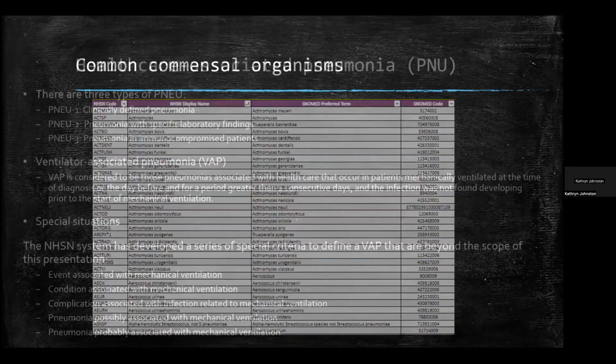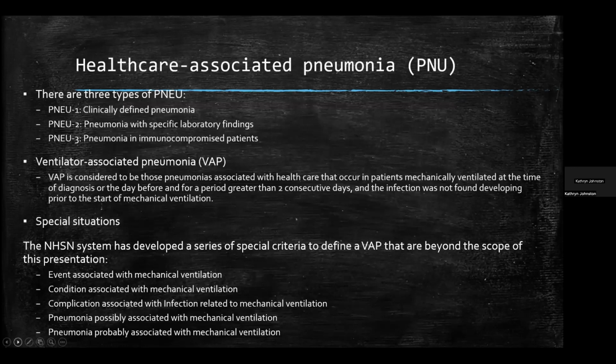Okay, pneumonias. There are 3 case definitions for pneumonias, and ventilator-associated pneumonia is a subset of pneumonias, but it is specifically associated with the use of mechanical ventilators. And then as noted here, we're not going to discuss the events other than the pneumonias themselves that are associated with mechanical ventilation. We're not going to talk about the criteria for possibly associated or probably associated pneumonias with mechanical ventilation.